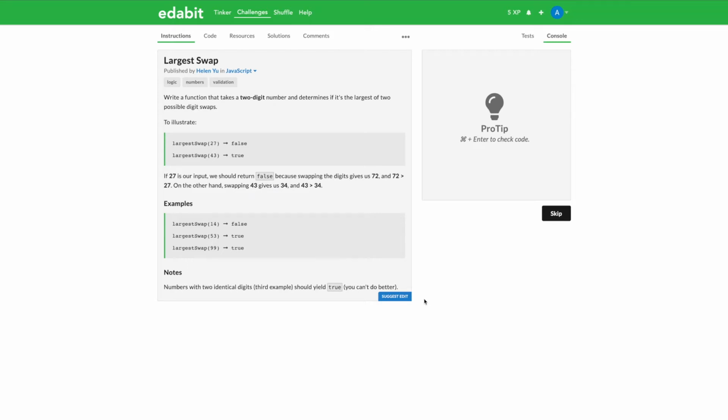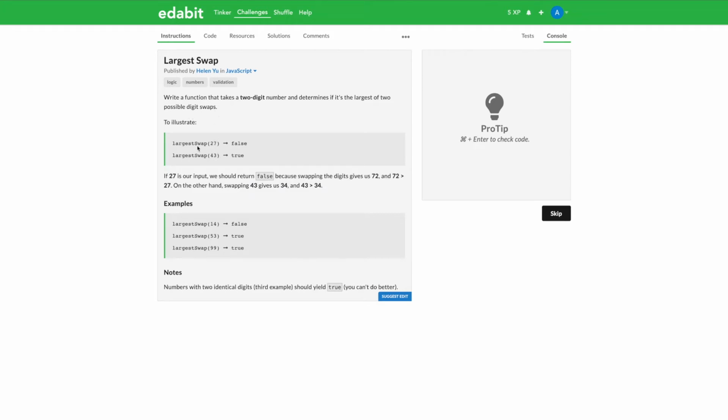So we're going to go ahead and get started with the easy questions, and this one that we have today is called largest swap. And so what we're going to try to do is write a function that takes a two-digit number and determines if it's the largest of two possible digit swaps.